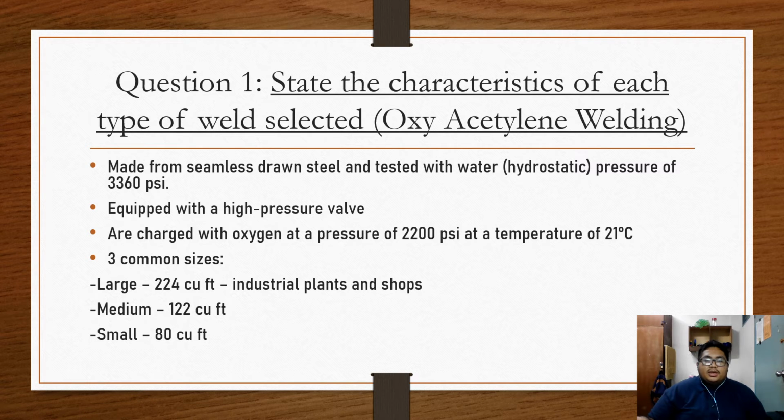Question 1. State the characteristic of each type of weld selected, which is oxyacetylene welding. The first point is made from seamless drawn steel and tested with water, hydrostatic pressure of 3360 psi. Second point is equipped with a high pressure valve. Third point is charged with oxygen at a pressure of 2200 psi at a temperature of 21 degrees Celsius. There are three common sizes: large 254 cubic feet for industrial plant and shop, medium 122 cubic feet, and small 80 cubic feet.